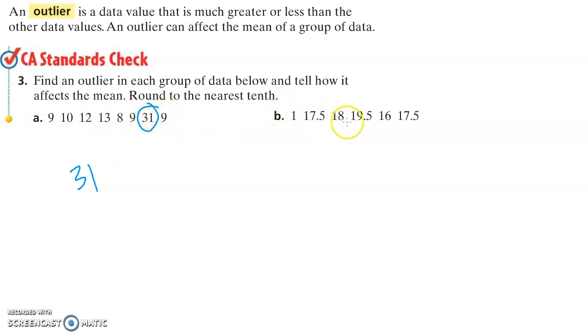All right, and looking for the outlier in this group, 17 and a half, 18, 19 and a half, 16, 17.5, or 1, the 1 would be the outlier. It's the one that stands out the most, that doesn't fit in with the rest of the data points. And that happens. And sometimes there are outliers.